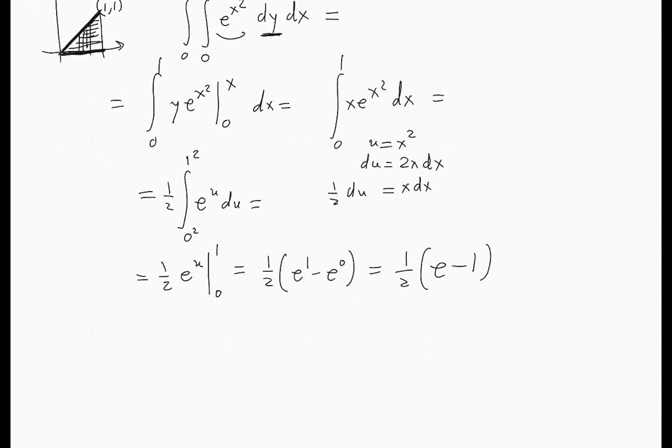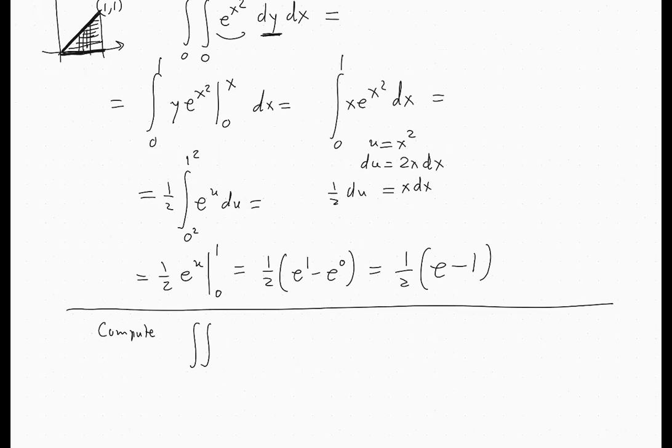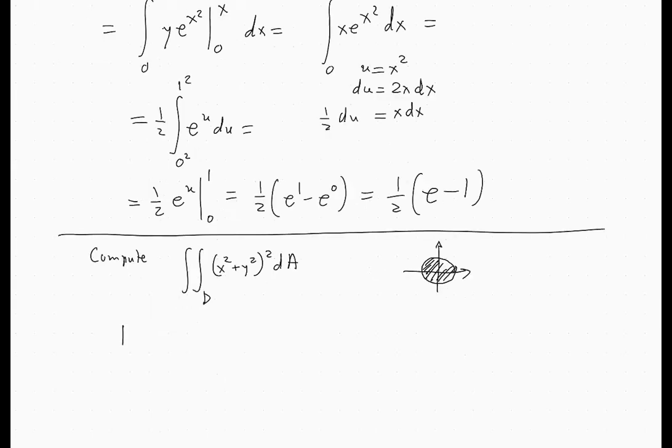And let's go to our last problem, which is a polar coordinates problem. So we would like to compute the double integral over D of x squared plus y squared dA, where D is the disk of radius 2, centered at the origin. So if we were to describe D in terms of polar coordinates, this would simply be all r and theta, so that r is between 0 and 2, and theta is between 0 and 2 pi.